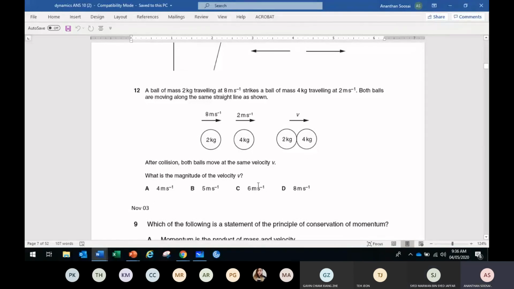This type of collision, is it elastic or inelastic? This is a perfectly inelastic collision, because sticking together and moving together is a perfectly inelastic collision. Okay.